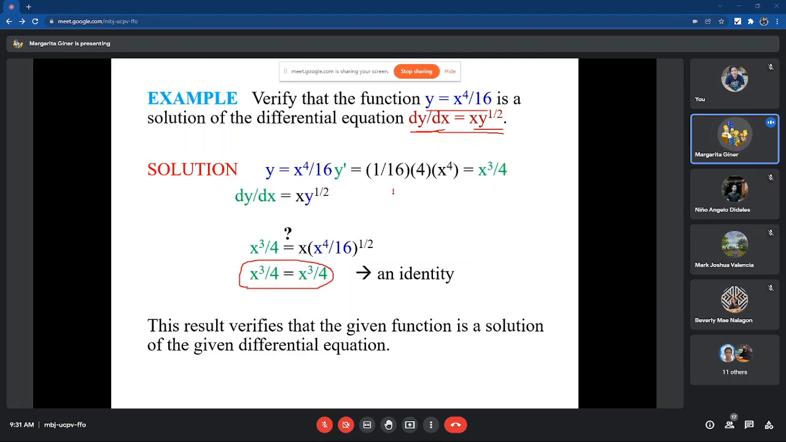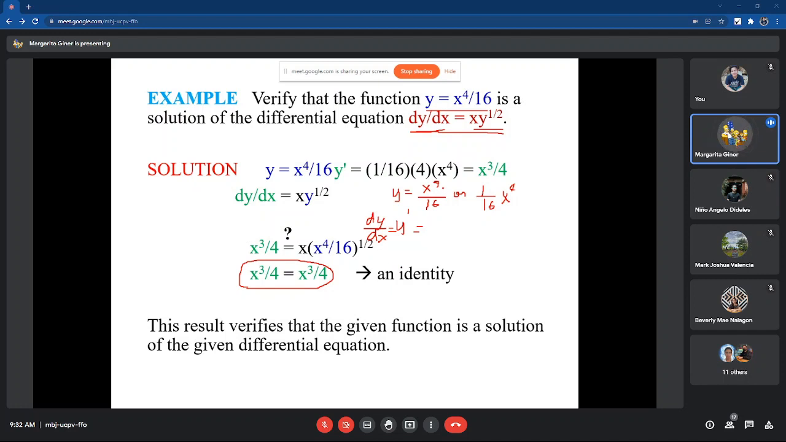So your function is y equals x to the fourth over 16, or you can write it as 1 over 16 x to the fourth. Both are the same. Okay? If you solve its derivative, dy over dx is the same as y prime, the first derivative. So you choose which symbol you are comfortable using.